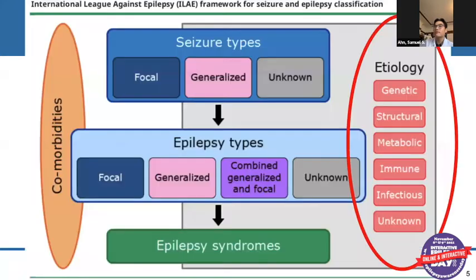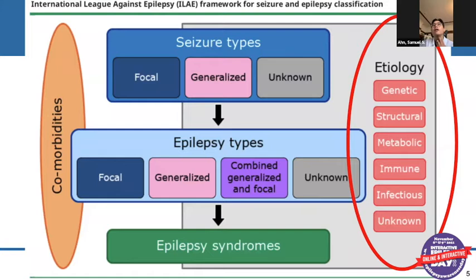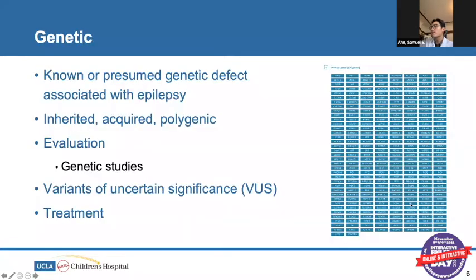So getting a little bit more into the underlying causes or etiologies, sometimes we say. There are many, but we'll focus mainly on a few. There are genetic, structural, metabolic, immune, or infectious causes. So, a genetic epilepsy is described as an epilepsy or seizure disorder that is associated with a known or presumed genetic defect.